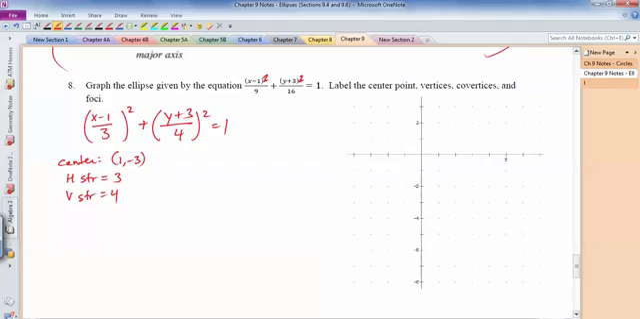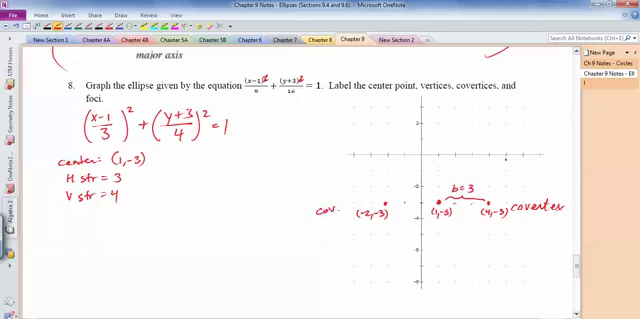So (1, negative 3) right there. Then I've got to go 3 units to the left and right. So 1, 2, 3. That's going to be (4, negative 3). And 3 units to the left will be (negative 2, negative 3). And notice the stretching horizontally is smaller than the stretching vertically. So these lengths right here are going to be my co-vertices. And this length is going to be a b, not an a, because it's smaller. So b equals 3. Okay, and this is a co-vertex too.